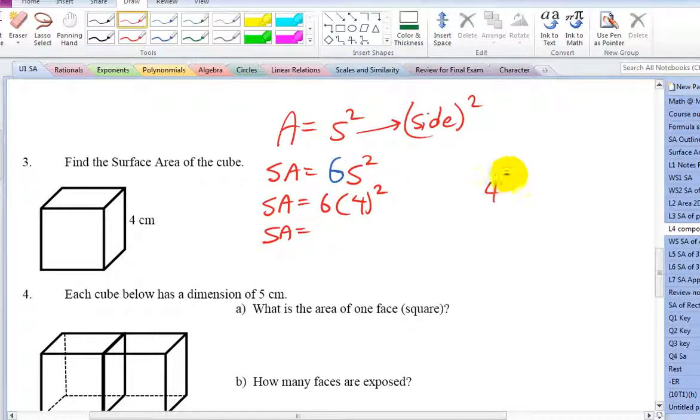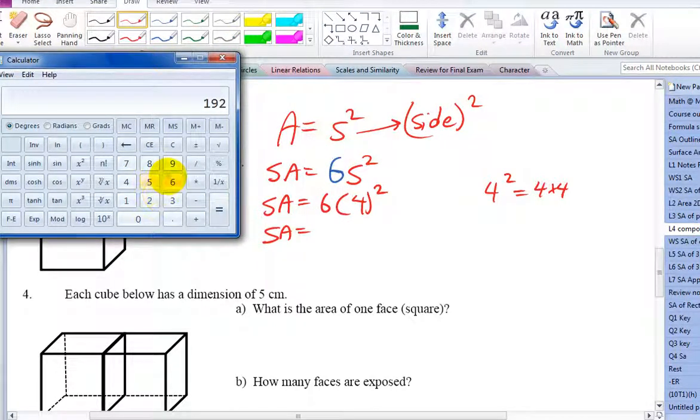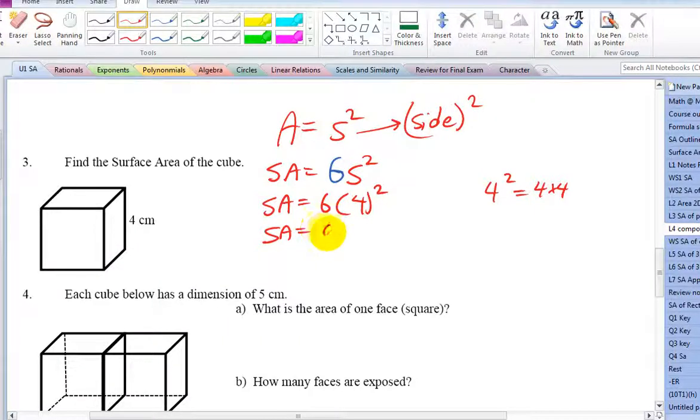What you want to do is 4 squared first, which is 4 times 4, and then times it by 6. So on your calculator, you can go 6 times 4, and hit your special squared button, press equals. And you should get 96 centimeters squared. Try it right now. Make sure you know how to work your calculator, please.